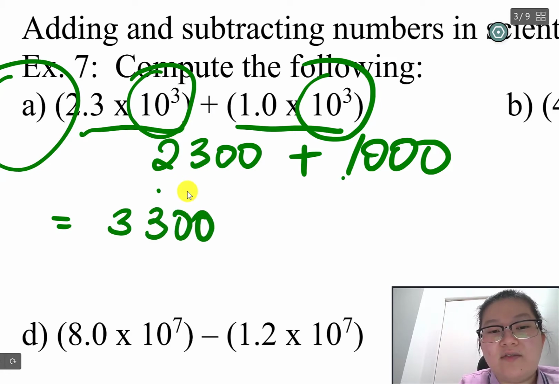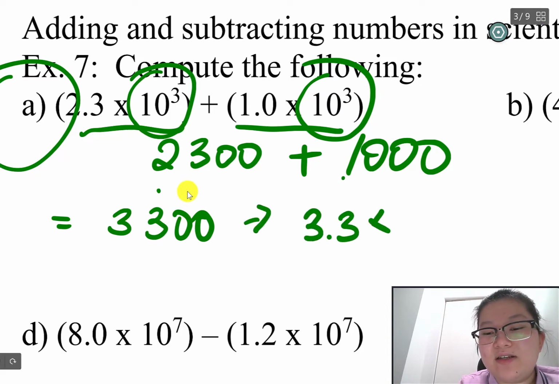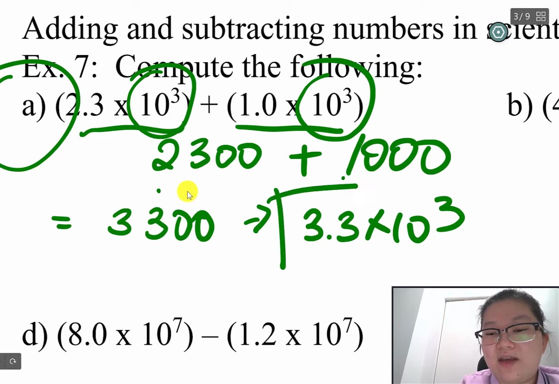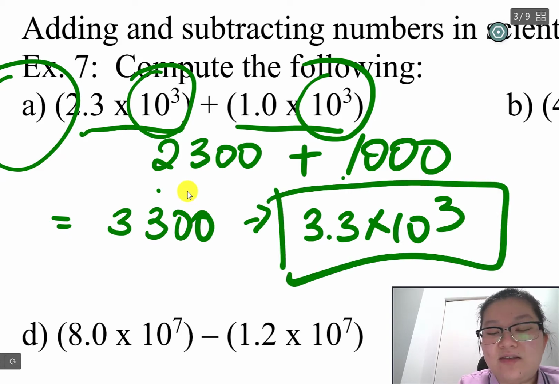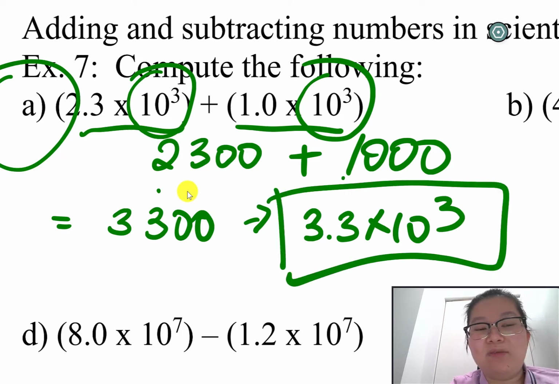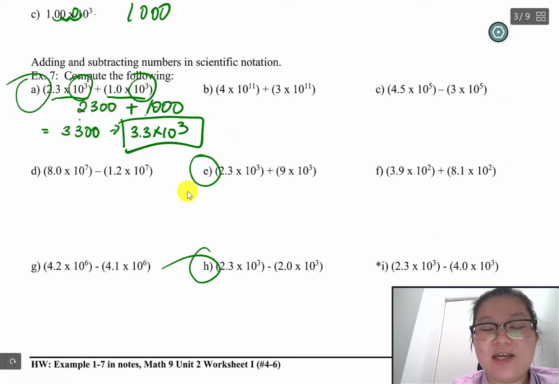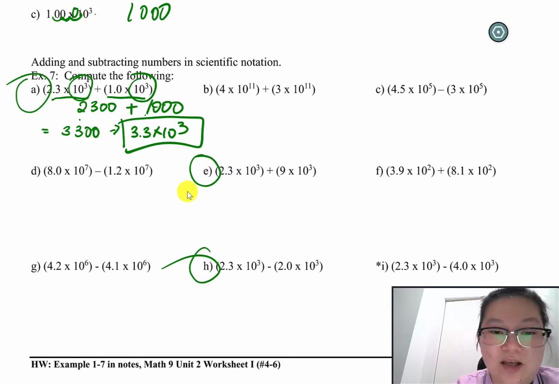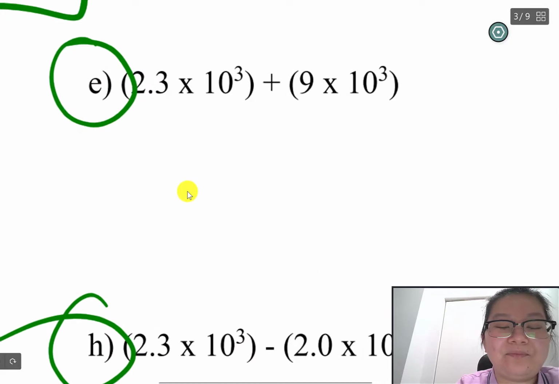3,300. And if I write this in scientific notation, which I should, then this is just going to be 3.3 times 10 to the power of 3. And you may have noticed the 3.3 can be exactly me adding 2.3 plus 1.0. So that would be the shortcut for you to do it. And you can probably do it for most of these examples, except when you have to carry a number over, which is the next example, E, okay?